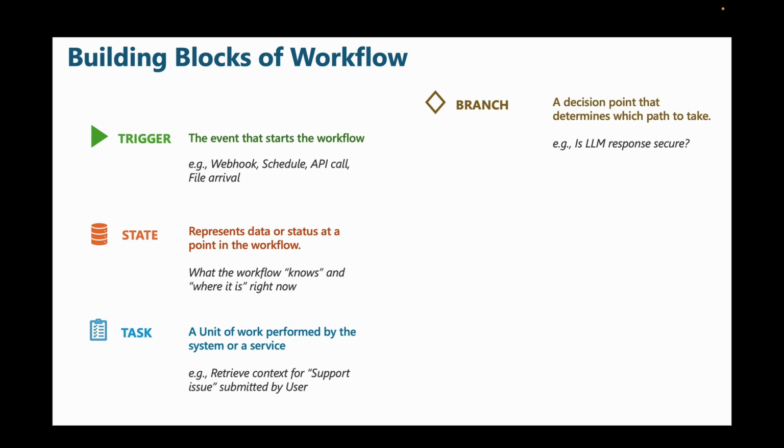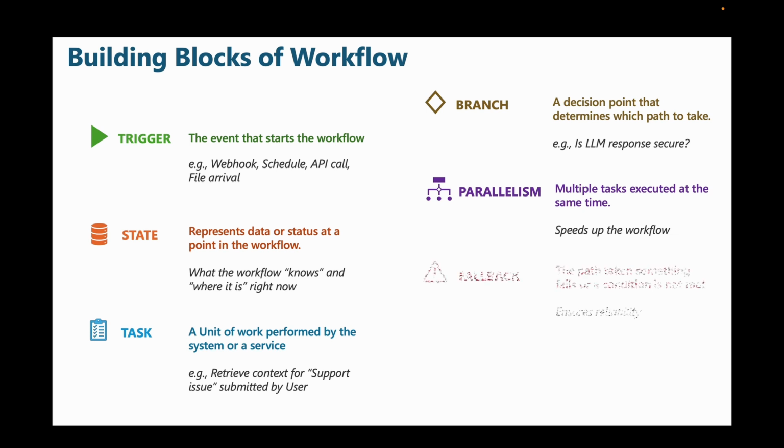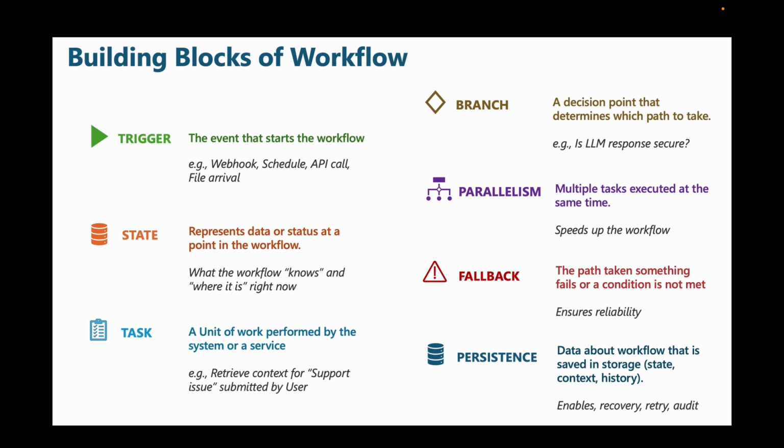A workflow may also need a conditional branch where it makes a decision based on the current state or output of the previous step. Independent tasks in a workflow are often executed in parallel, improving the overall performance. Workflows include fallbacks to retry, choose an alternate path, or recover gracefully when something doesn't go as planned. And finally, important information is persisted so that workflows can recover from any interruptions and provide auditability. These are some fundamental concepts of a general workflow that also apply to AI workflows.